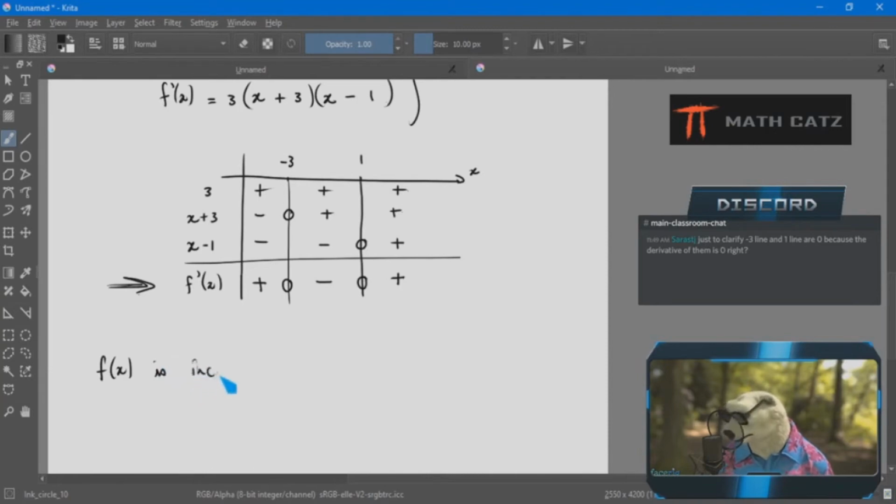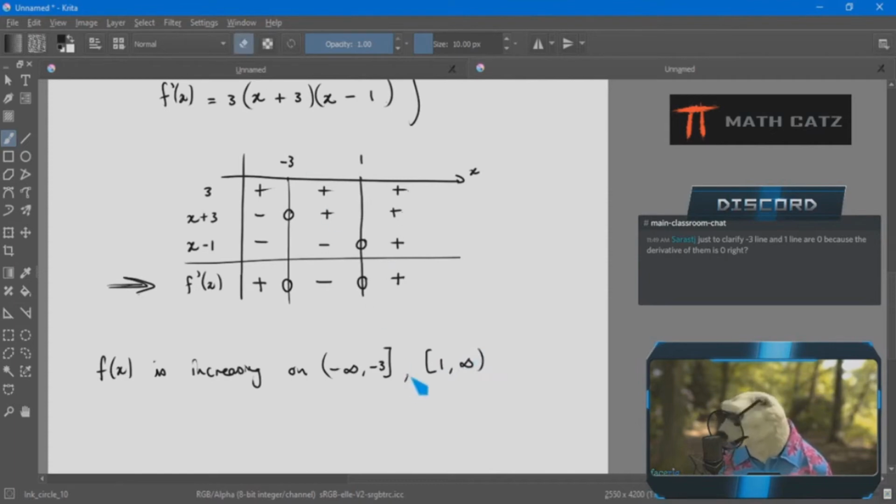f is increasing on, first interval is -infinity to -3. Infinity always gets a round bracket. -3 gets a square bracket because there is a point, but nothing past that. Then I'm going to turn downhill. 0 is okay. Downhill? No, that's not increasing anymore. And of course, I also have the last interval, 1 to infinity.